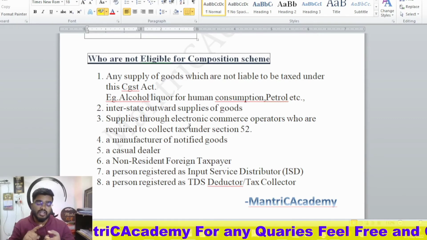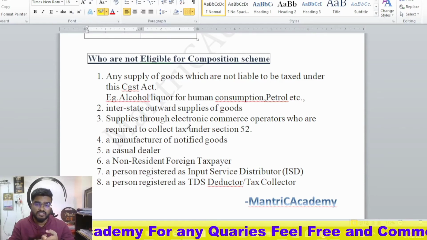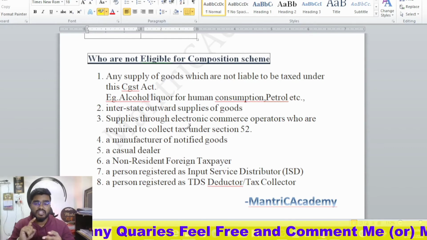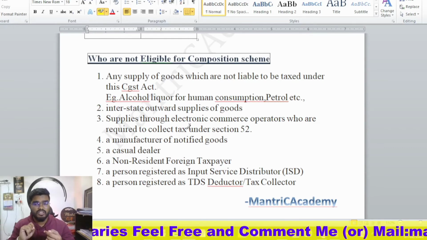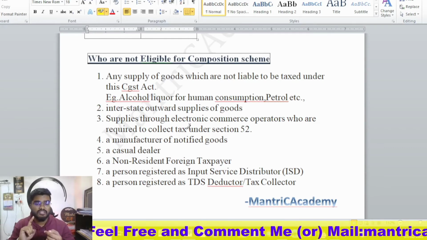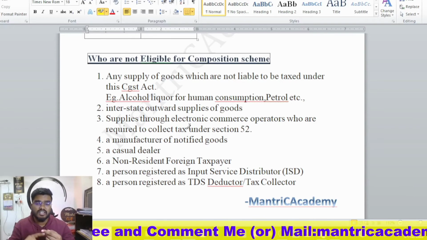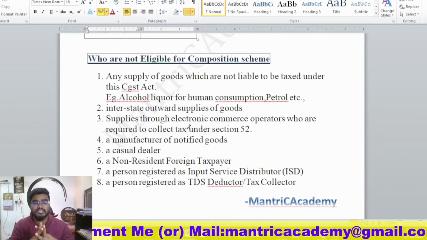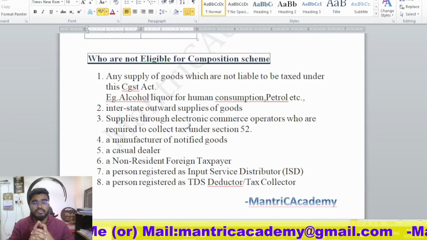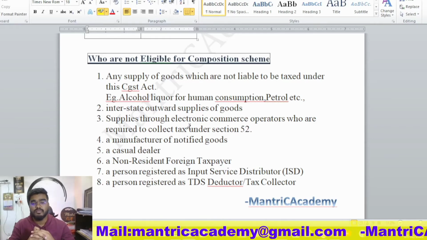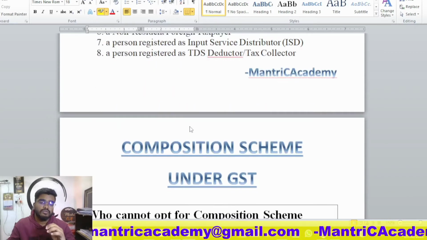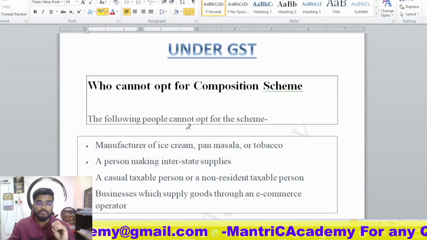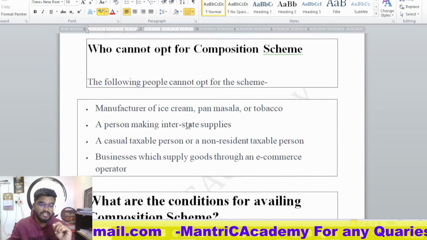He must be in the regular scheme if he takes registration under GST. A person registered as an input service distributor is not eligible, and a person registered as a TDS collector or TDS deductor. These are the 8 points on who is not eligible for composition scheme. Next, who can opt for composition and who cannot opt; these are the same points as discussed above.